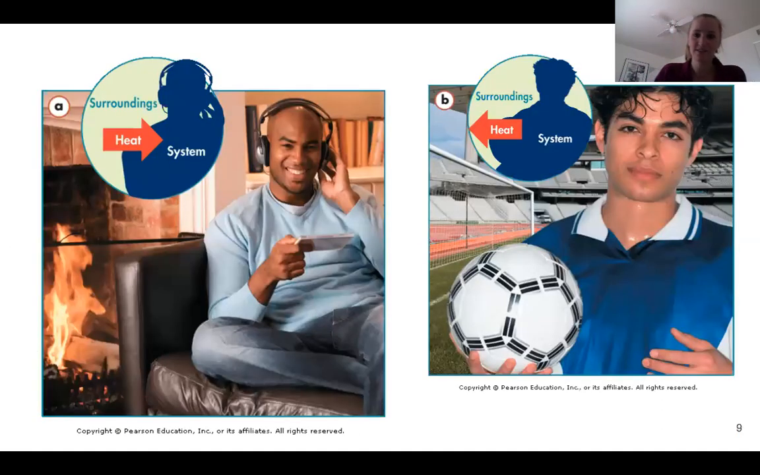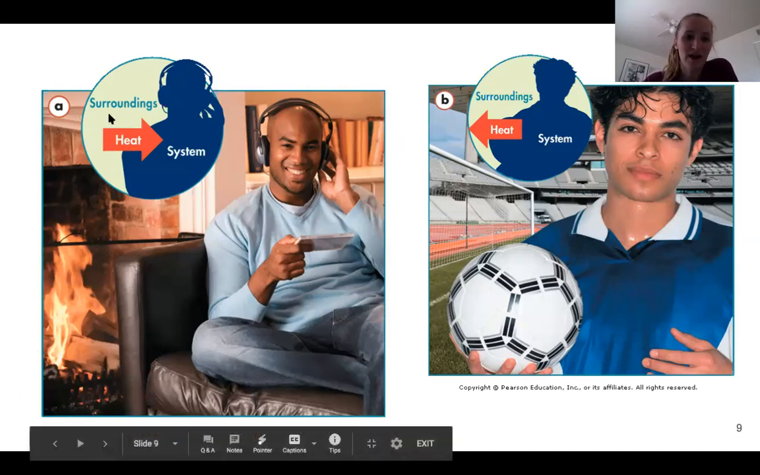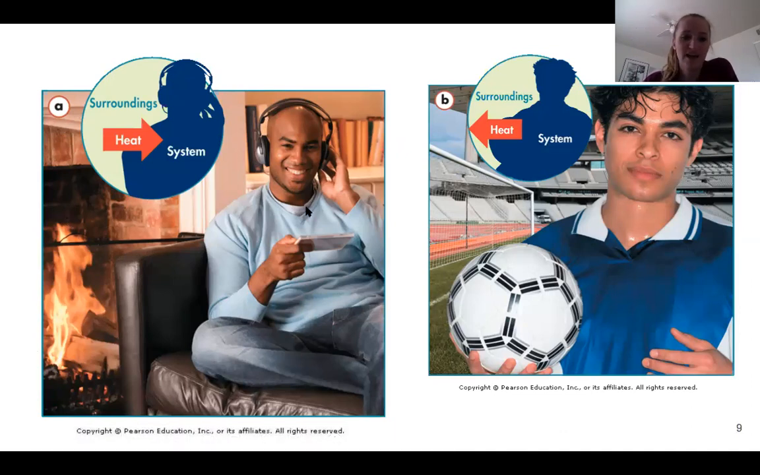Okay, so here are some pictures of an exothermic and an endothermic. If we look at picture A, this guy is literally doing what I'm doing at this very moment, except instead of a fire, I have a space heater. The surroundings are the fire, the atmosphere around him, and he is the system. And so he is absorbing heat. It is entering him. So this would be an endothermic reaction.